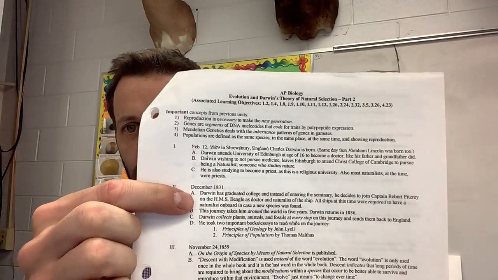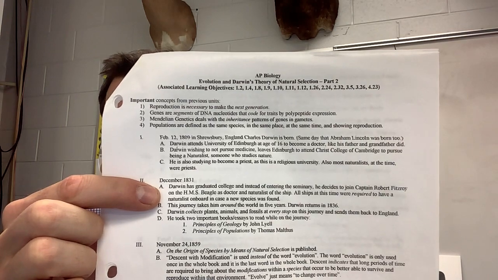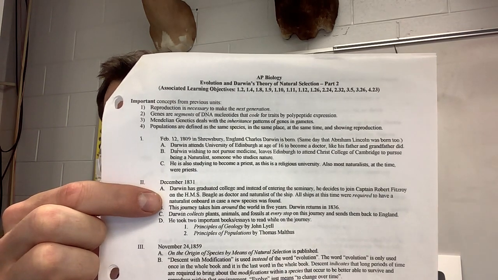What happens next, Miranda? Go. Part A. Darwin has graduated college, and instead of entering the seminary, he decides to join Captain Robert Fitzroy on the HMS Beagle as a naturalist. Quick, what does HMS stand for? All you English people out there know this. Y'all don't watch James Bond? Get your lives together. HMS. Her Majesty's ship.